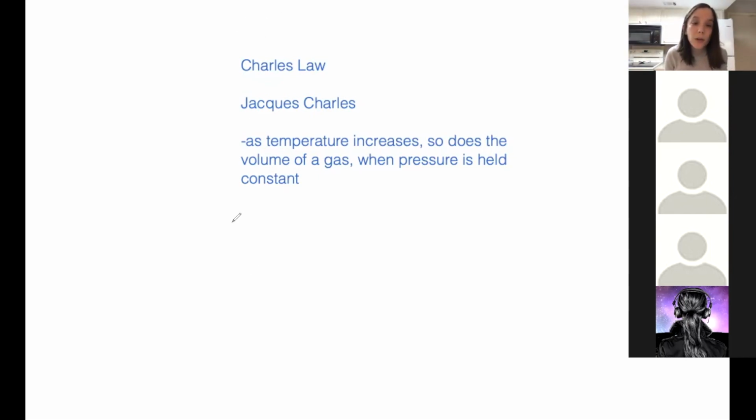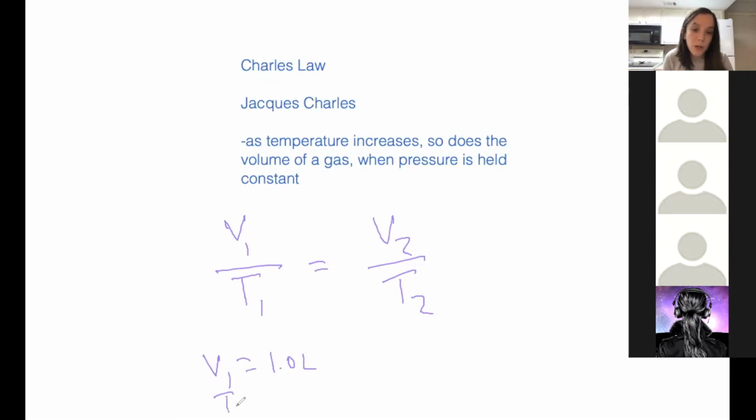Let's look at what his law says in equation form. It says this: V1 over T1 equals V2 over T2. Okay, so let's try that. Let's say that for V1, you have a volume of 1 liter. Temperature, we'll say it's room temperature.